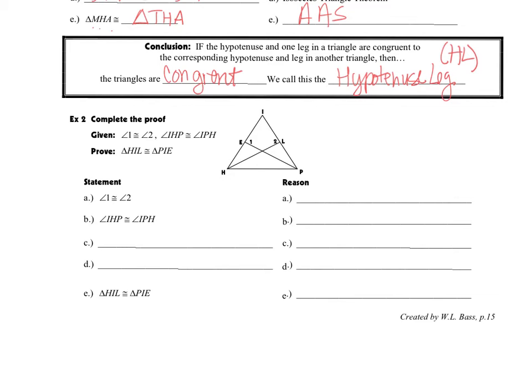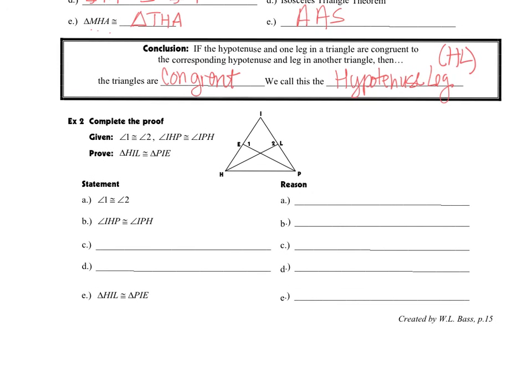All right, so let's take a look at what is given here and what we want to prove. And so what we have is an overlapping triangle. And sometimes it's helpful if we pull those two triangles out, and that helps us to see the two separate triangles. So if you look here, you can see that what we're trying to prove is that triangle HIL is congruent to triangle PIE.